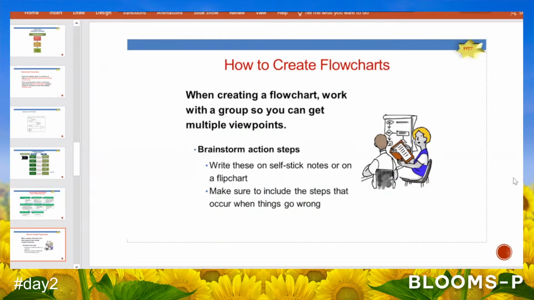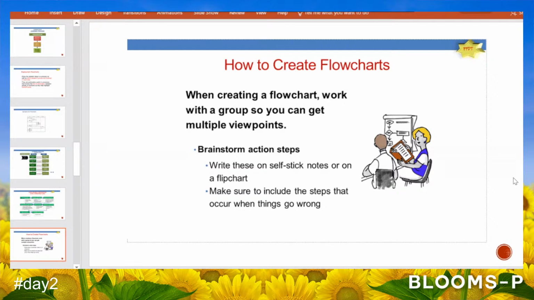Okay? So, how to create a flow chart? You have to listen very well. So, when creating a flow chart, you need to work with a group so you can get multiple viewpoints. If you connect what I said earlier while discussing the process flow, and down to the flow chart already, then of course you can see that cooperation and having this particular brainstorming within the group is very important.